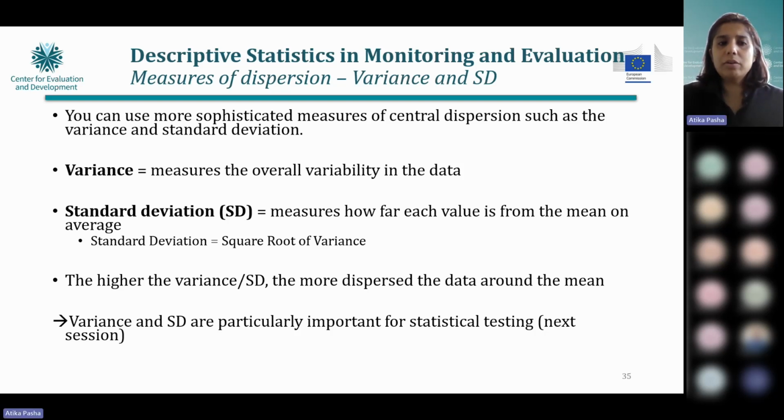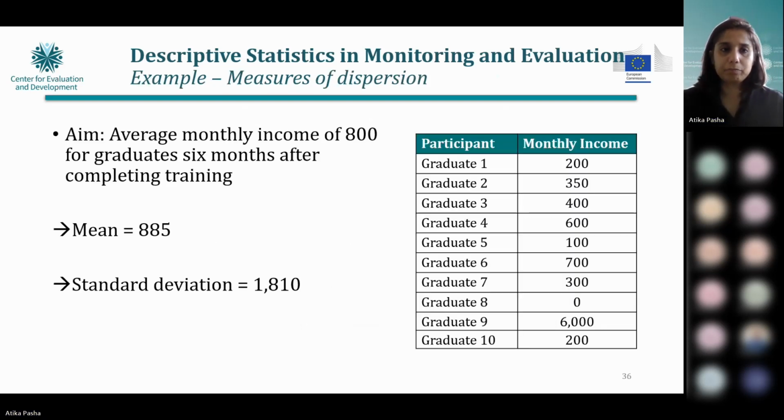So now the higher the variance or the standard deviation of your data is, the more dispersed the data is around your mean. And that is usually not a good thing. However, they are extremely important when you're doing your statistical testing. So these are concepts that we will also talk about in the next session and that we should be aware of. Okay, so let's look at how we can calculate a standard deviation.